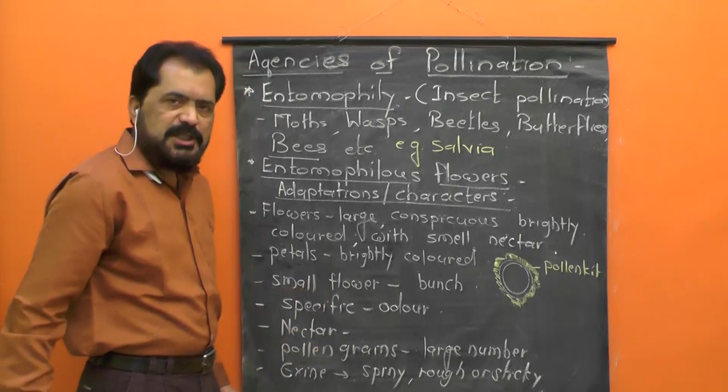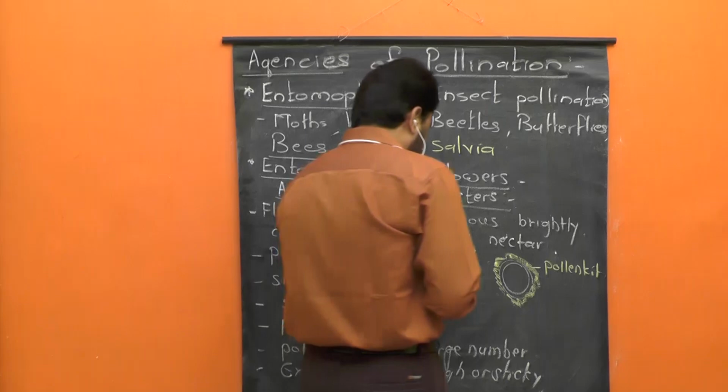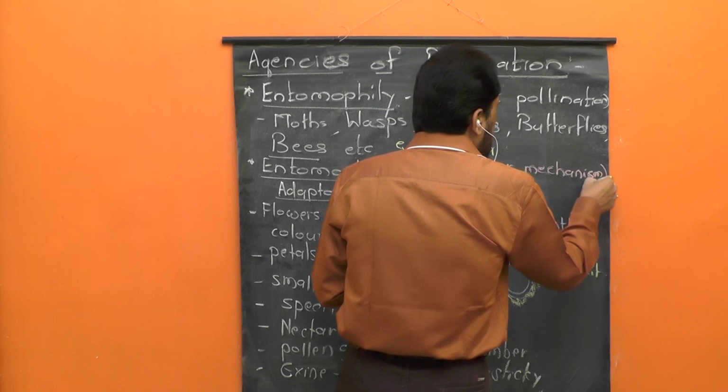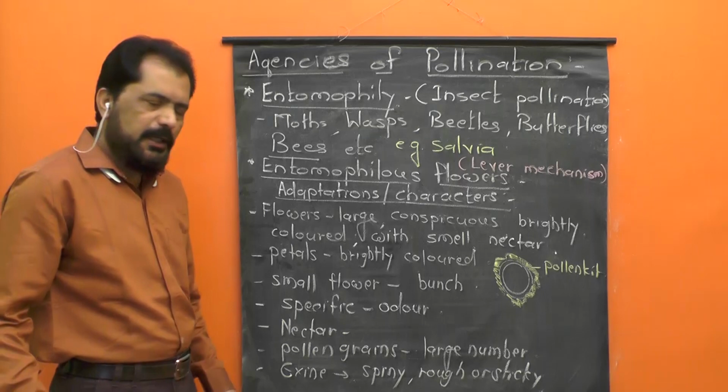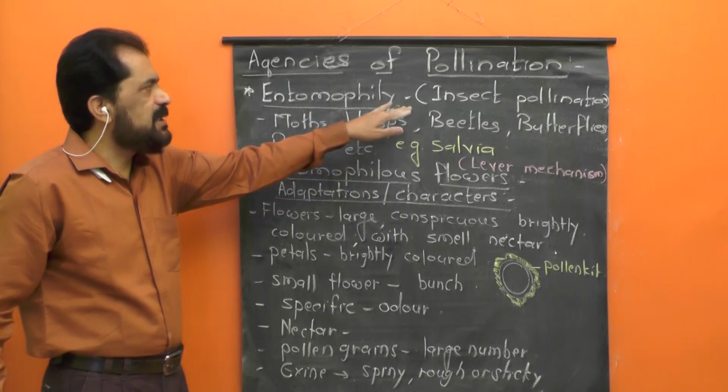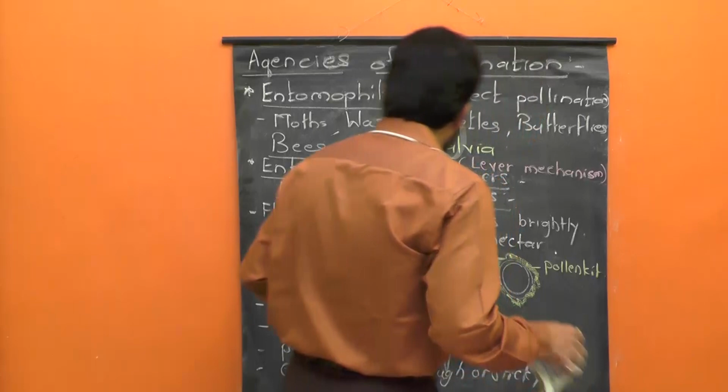Let me tell you, salvia. In this plant, the flowers show a special mechanism called lever mechanism. Here we don't have to discuss it, lever mechanism, which facilitates cross-pollination. Anyway, so here we have studied the adaptations or special characters shown by flowers to achieve insect pollination.